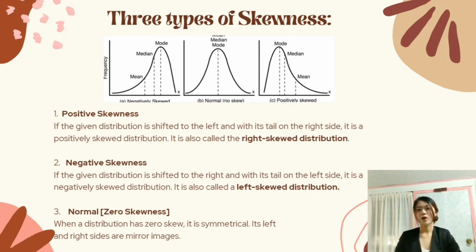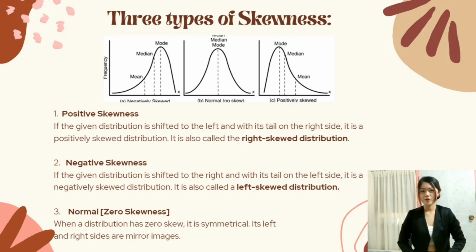The second one is the negative skewness. If the given distribution is shifted to the right and with its tail on the left side, it is a negatively skewed distribution. It is also called a left skew distribution. The skewness value of any distribution showing a negative skew is always less than 0. The skewness of that given distribution is on the left, hence the mean value is less than the median and moves towards the left, and the mode occurs at the highest frequency of the distribution.